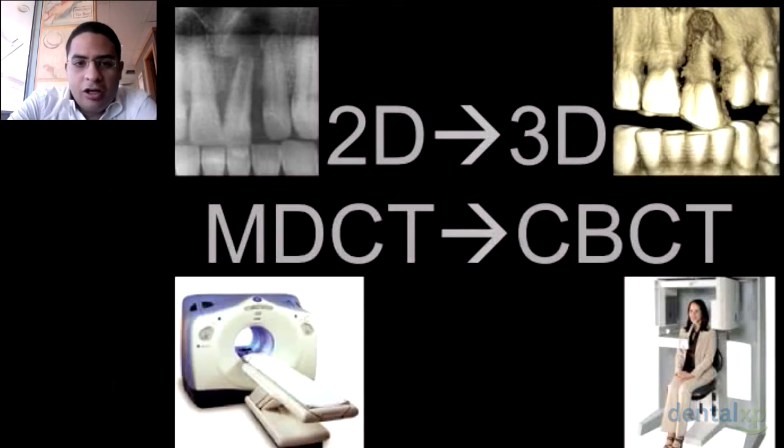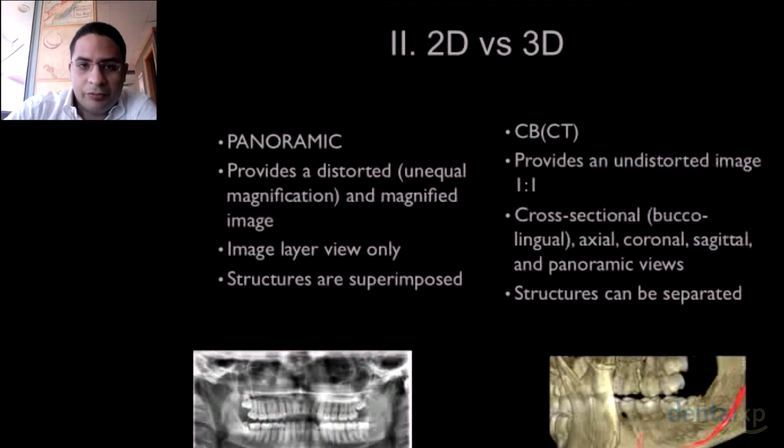Okay, we're going to start by comparing the 2D to 3D, and we're going to take the imaging modality, which is the panoramic versus the cone beam CT. The panoramic provides a distorted, unequal magnification and the magnified image. They're not one-to-one. While in cone beam CT or 3D imaging, even the medical CT, we have an undistorted image which has dimensions that are very accurate and one-to-one to reality.